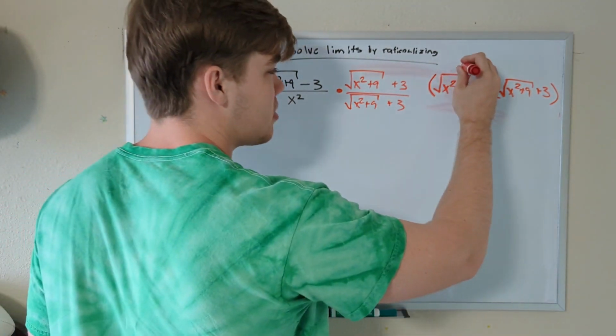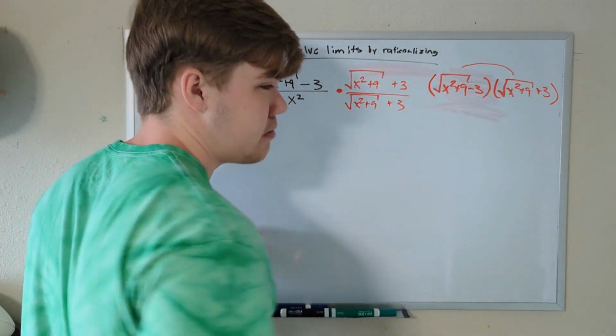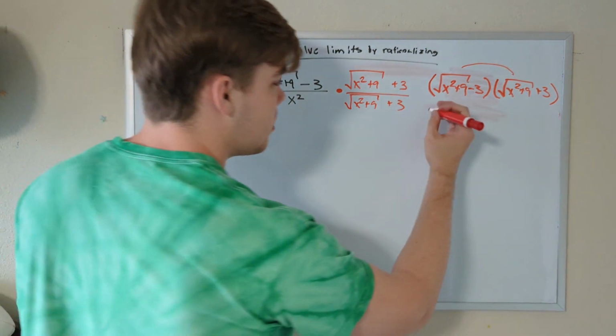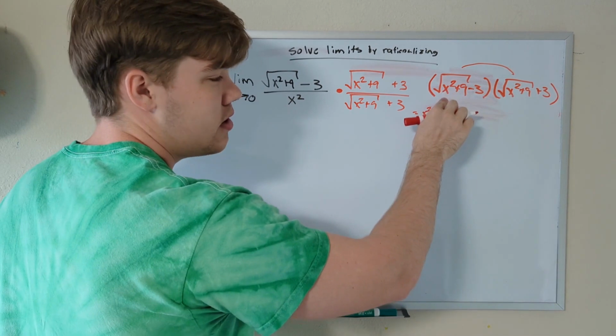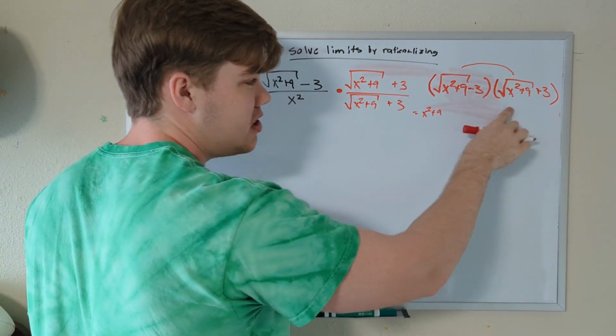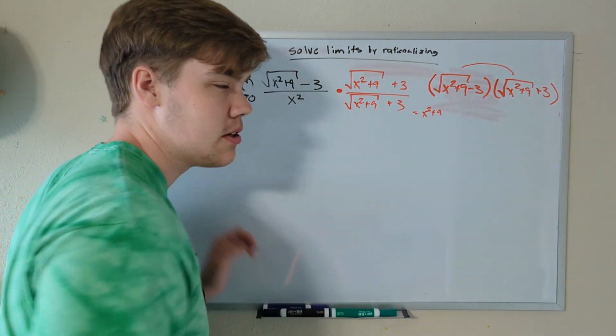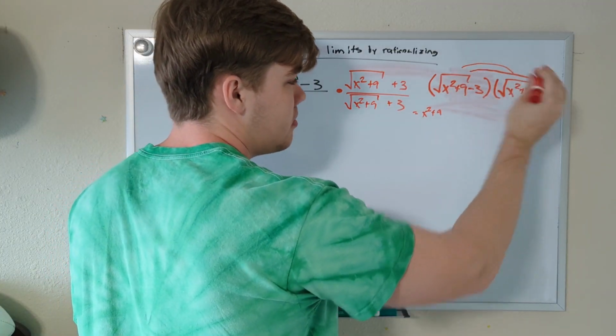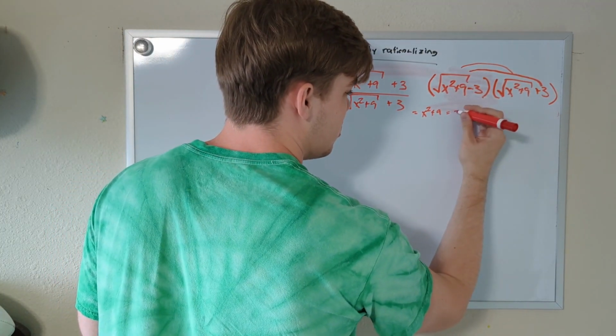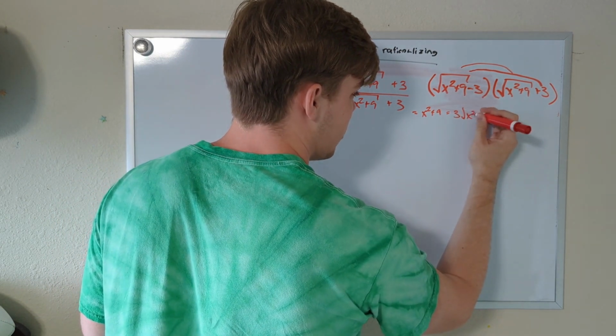So the square root of x squared plus 9 times the square root of x squared plus 9 is just equal to x squared plus 9. A square rooted value multiplied by itself is just whatever value is inside the square root. That's a nice little trick to know as well. Next, we're going to do the square root of x squared plus 9 times 3, which is just equal to 3 times the square root of x squared plus 9.